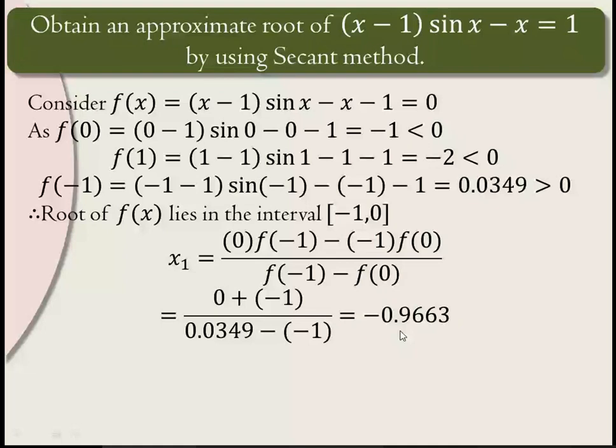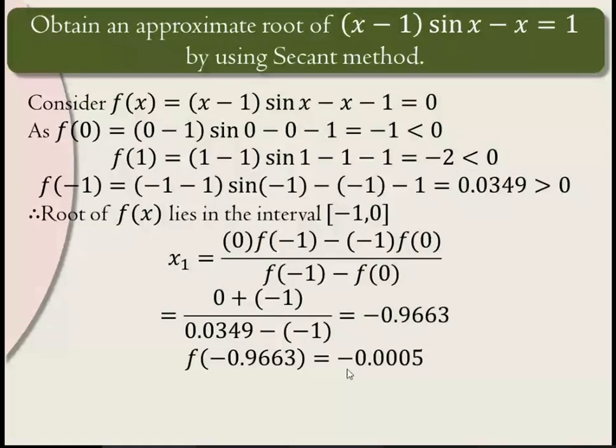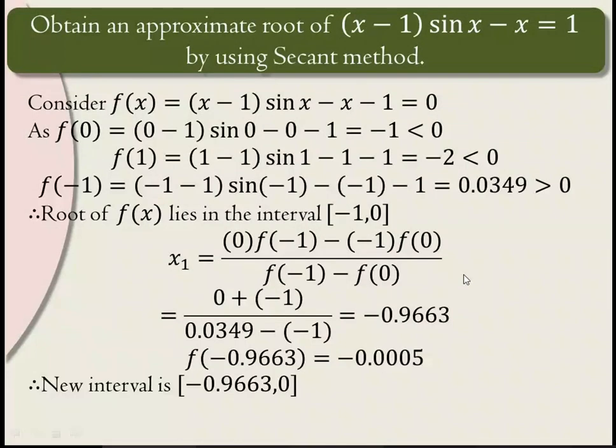Now find the value of f of x1 at this point. So f of x1 is minus 0.0005. Now from this interval, remove 0. Okay, remove minus 1, and then the new interval will be this point and 0. Remove the first point. Always in the secant method we delete the first point. So the next interval will be minus 0.9663 up to 0. That will be the new interval.